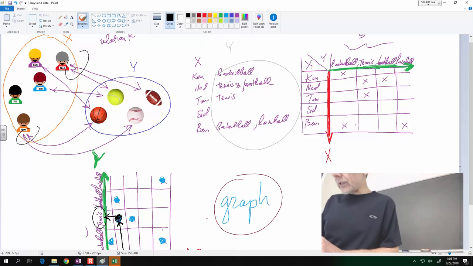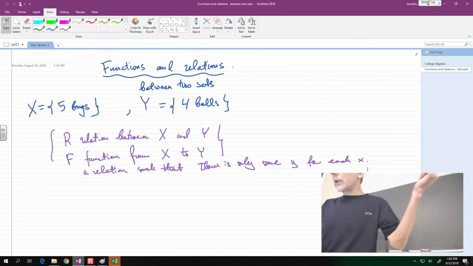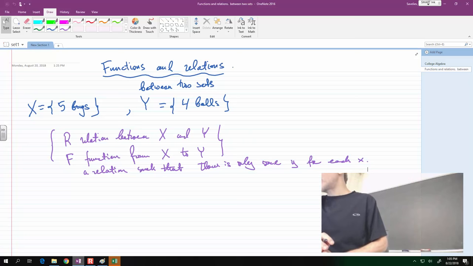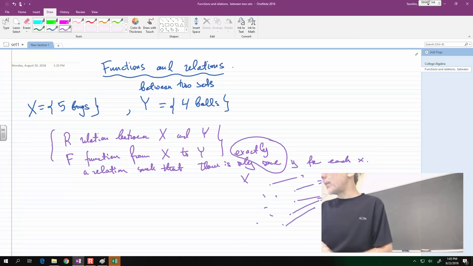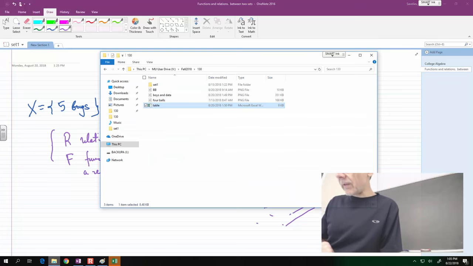I already started in that direction over here. As you can see, a function is a relation such that for every x there is only one y. There is exactly one, maybe better put, exactly one y for each x. So you have a bunch of x's here, and each of them has only one arrow starting from it, like this. Okay, so let's make that specific with our specific example.